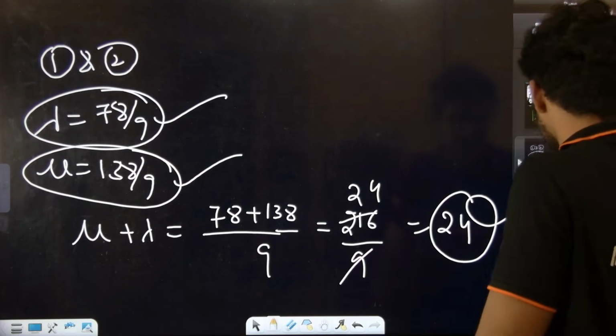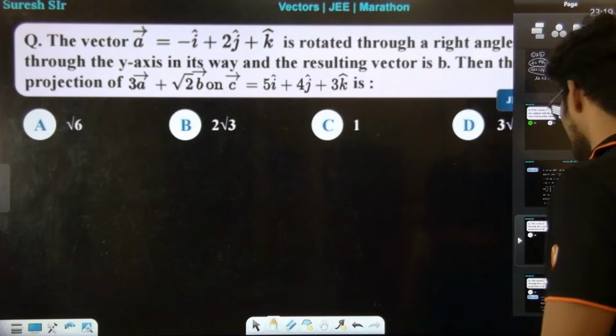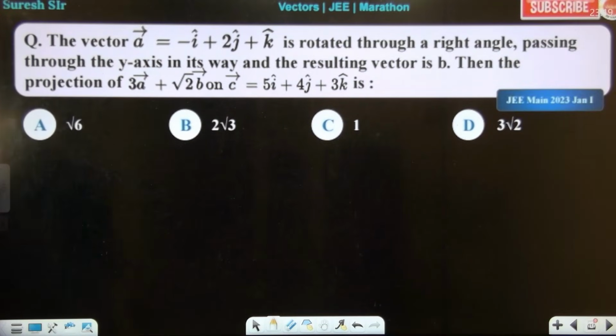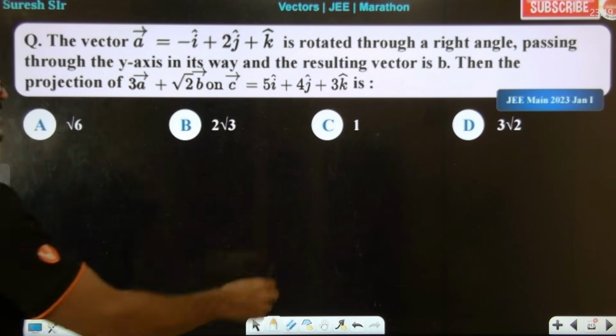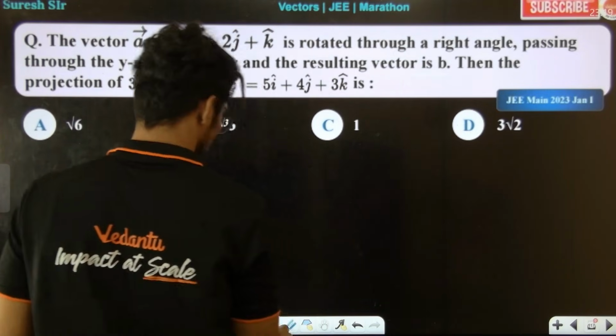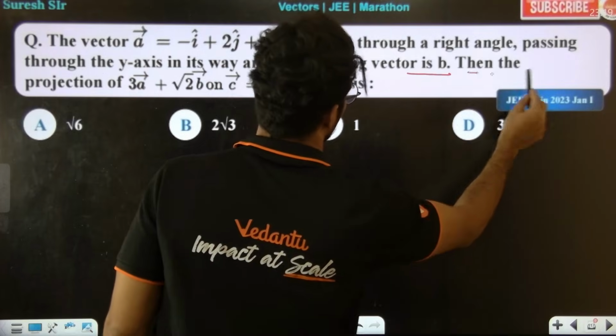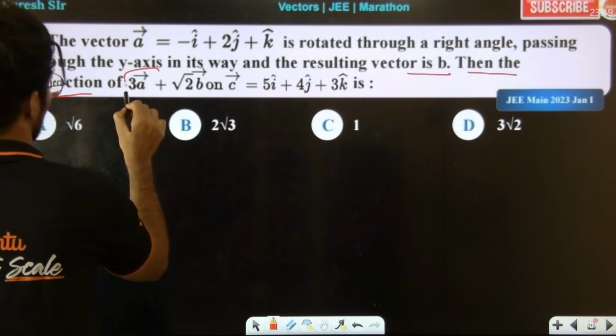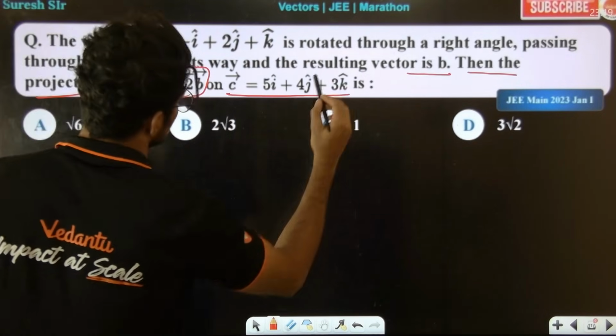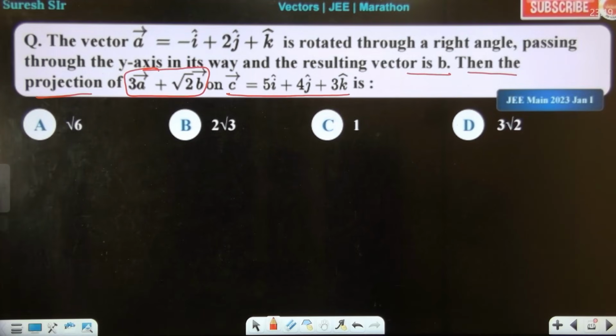Yes, sir. In the next question, what they have given: vector A is rotated through a right angle passing through the y-axis in its way, and the resulting vector is B. Resulting vector is B. Now the projection of this on C is dash. Good question actually.